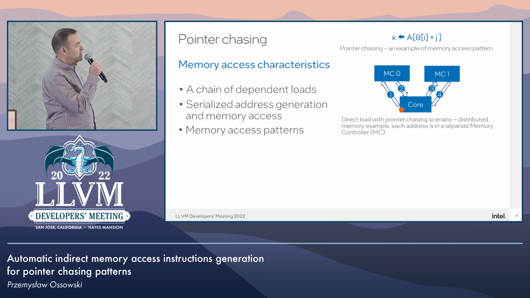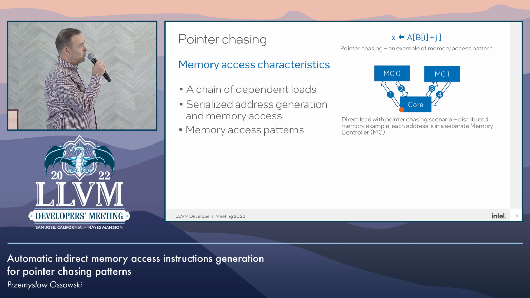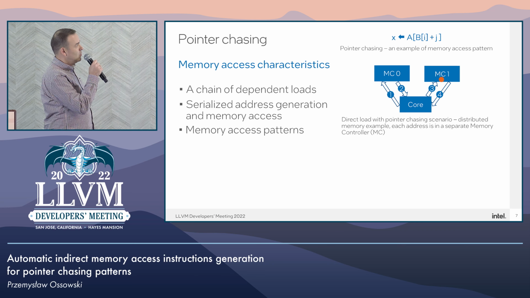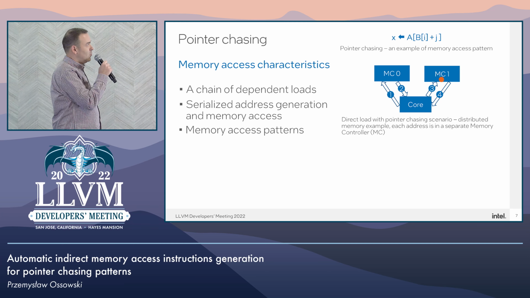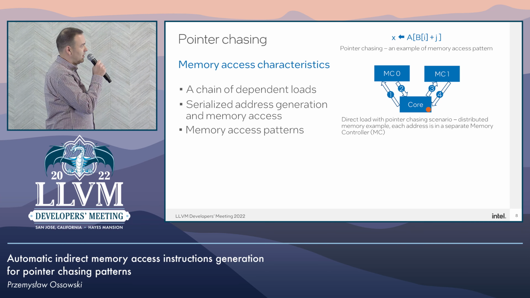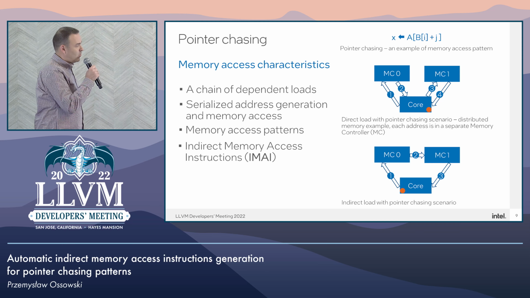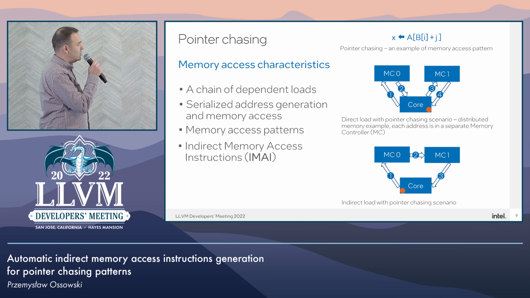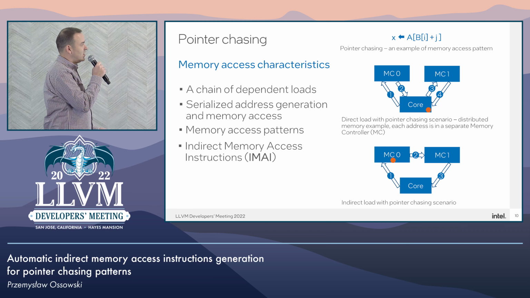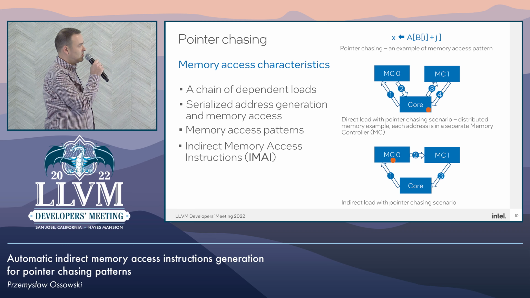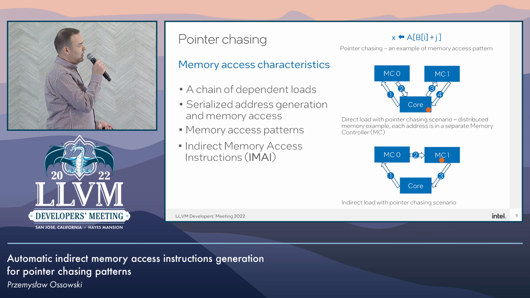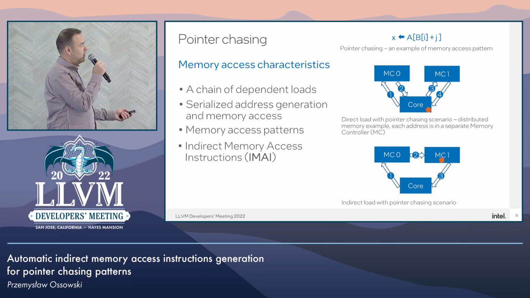In our case, it might happen that in order to get the value from array B, we have to send a request to memory controller 0, then the request returns with the value, and the next request is sent to memory controller 1 in order to get the value from array A, and the eventual value comes to the core. As an alternative approach, the hardware might implement an indirect memory access instruction. In such a case, a request is sent to memory controller 0 in order to get value B, and then it is redirected to memory controller 1 in order to get a value from array A, and it eventually comes back to the core.